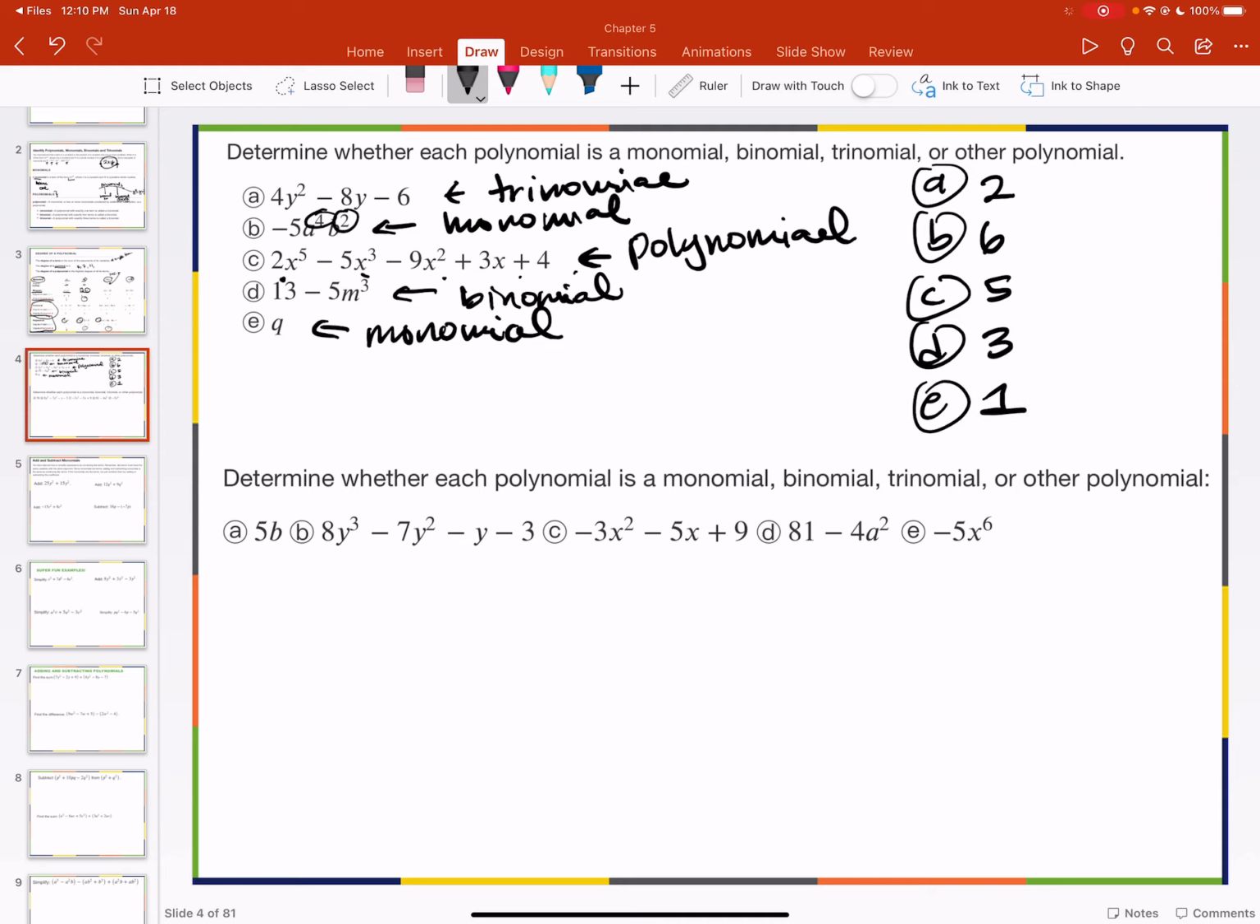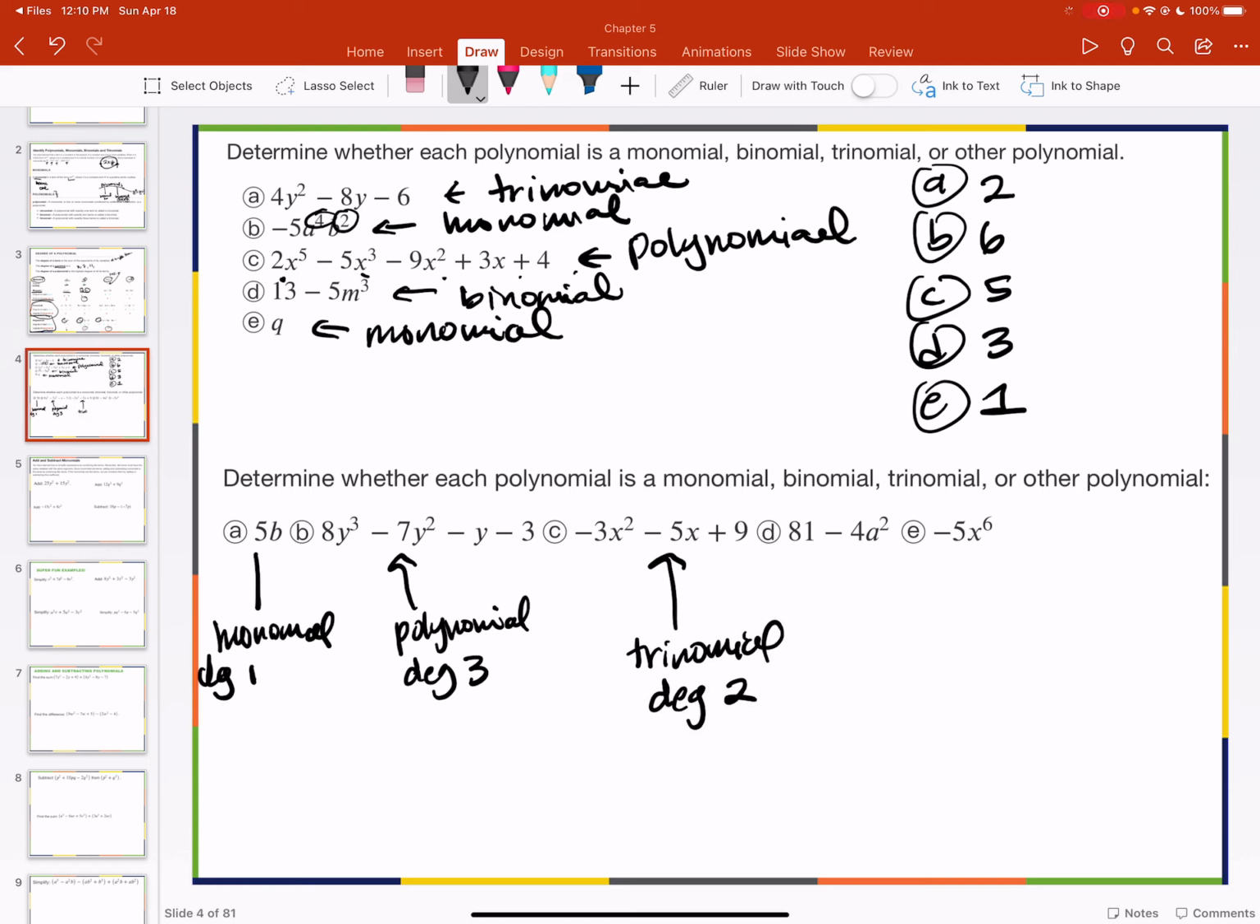Okay, so just a couple more here. We have a monomial, degree 1. Here is a polynomial. What degree is it? It's 3. For C, we have a trinomial of degree 2, or 2nd degree. This one is a binomial of the 2nd degree, right? And then this one is a monomial, 6th degree, right?